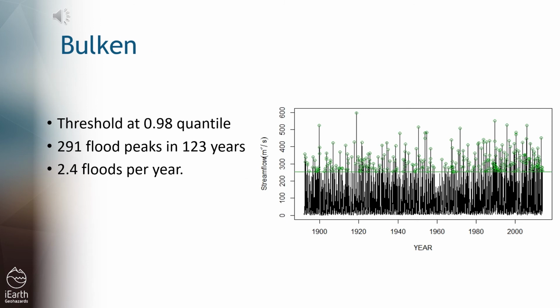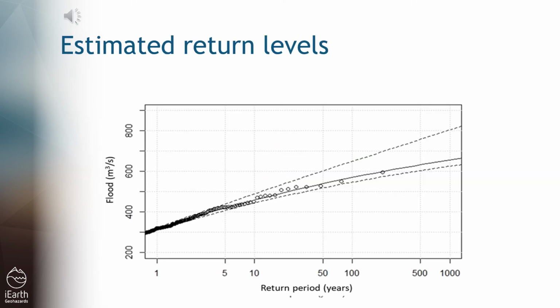We use again the flood data from Bulken. A threshold at the 0.98 quantile of the daily flows was used to extract the peaks. Using the independence criteria described in a previous slide, we got 291 independent flood peaks in 123 years. This gives an average flood rate of 2.4 floods per year. This plot shows the estimated flood sizes as a function of return periods, where the Bayesian approach was used for estimating the parameters of the generalized Pareto distribution, and we use the Poisson distribution to estimate the flood rate.